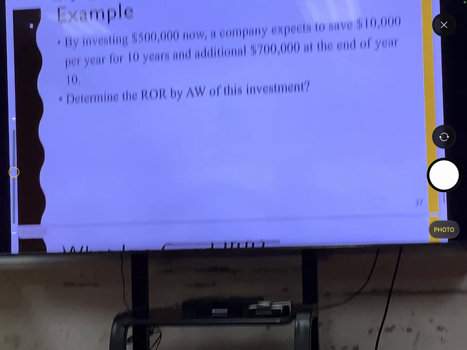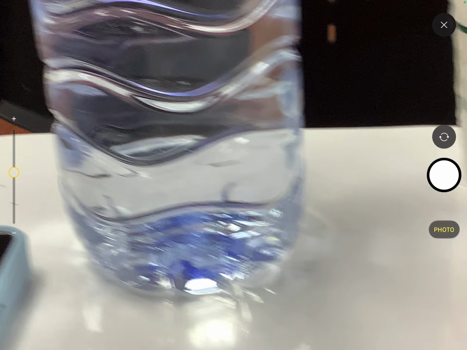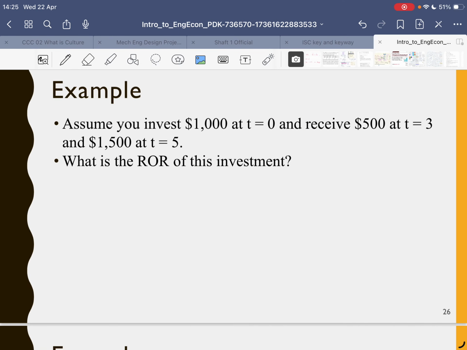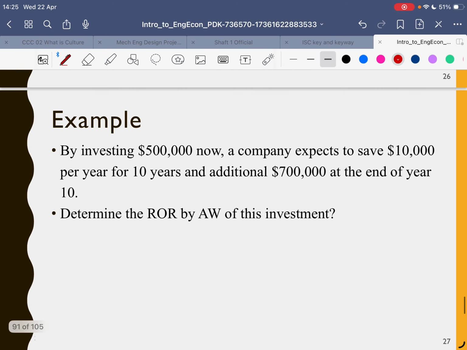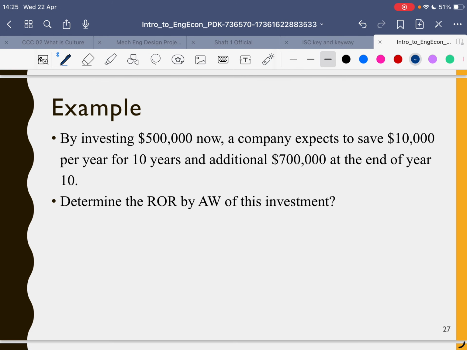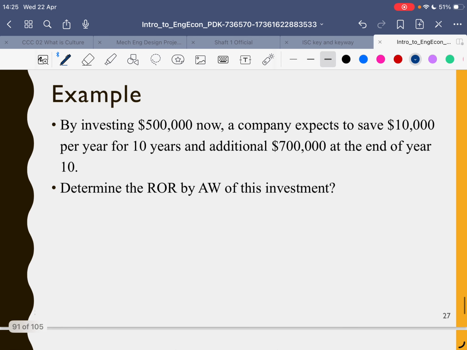The last example of IRR is by investing 500,000 now, the company expects to save 10,000 per year for 10 years, additional 700,000 at the end of year 10. Determine rate of return by annual worth of this investment.